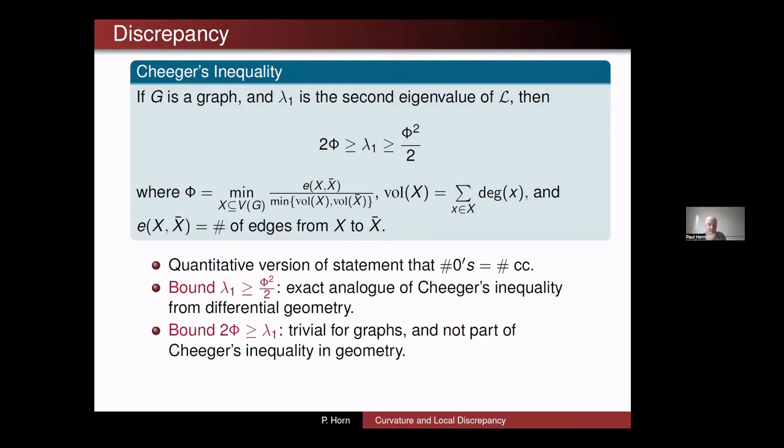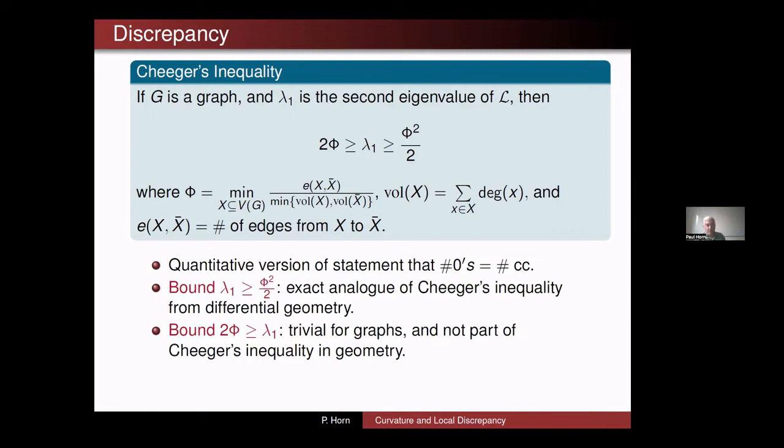This other bound, this upper bound for lambda1, is quite easy. It's a very useful bound in some sense, but it's very easy because lambda1 is the solution to a minimization problem, and all I need to do is take this cut and exhibit some vector that bounds the Rayleigh quotient in some nice way. And it's somehow very easy to get this upper bound for graphs.